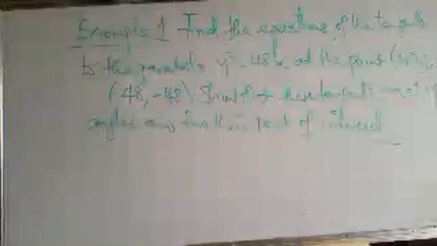These are the 2 points. Show that these tangents are at right angles and find their point of intersection. For them to be at right angles, the product of their gradients must be equal to -1.